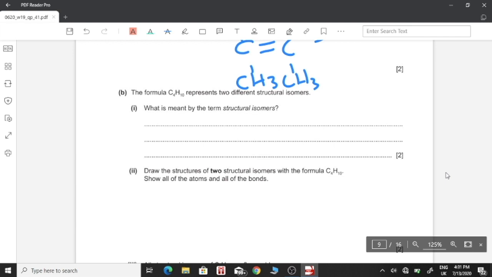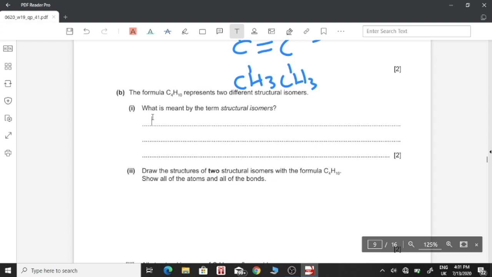B. The formula C4H10 represents two different structural isomers. 1. What is meant by the term structural isomers? So whenever we have double bonds in a structure, the double bonds can be in different positions. So whenever we have the same number of atoms in a compound, but we have different positions of the double bond, those substances are known as structural isomers.